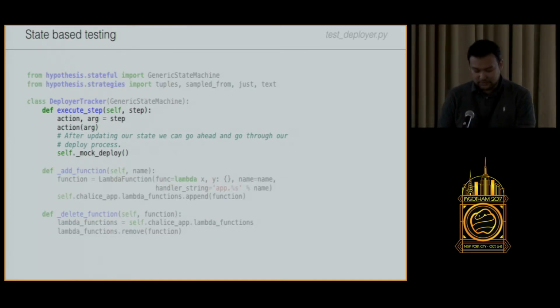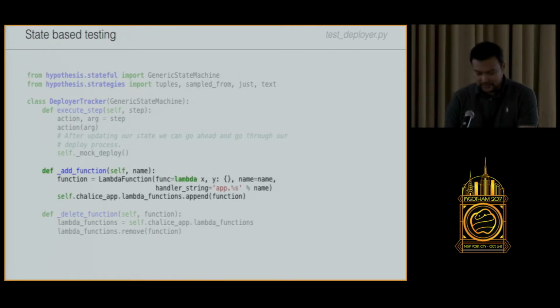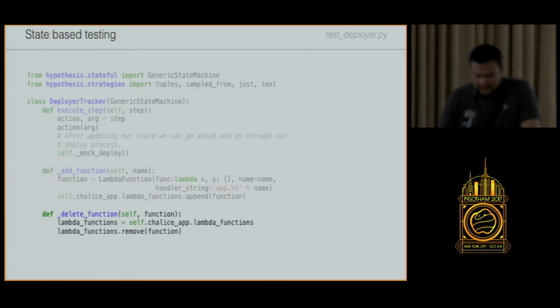Again, we're going to be passed the method that we want to execute and then the argument here. So something like add function. And then what we do is we will update our internal state. So in this case, if it's an add function, what we're going to do is instantiate some object. Think of this as like a model or something that represents the Lambda function. And then we add it to our list of Lambda functions. So we're just updating state so far. And then for the delete case, we're passed the function that we've been asked to delete, and we just remove it from our list. And so we've updated our internal state, and then we have this last step here, which is the deploy, the mock deploy.